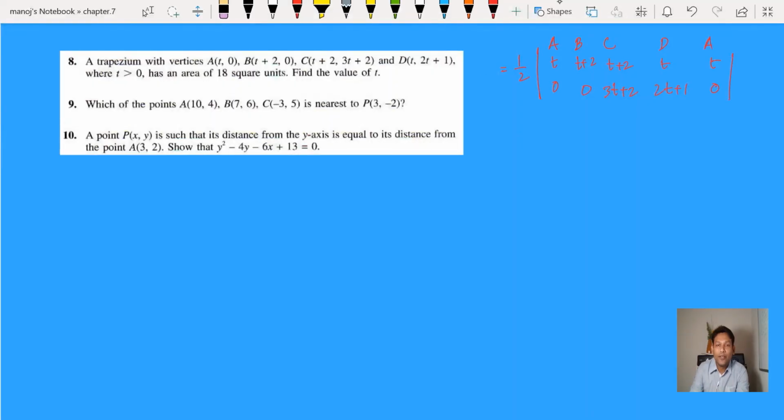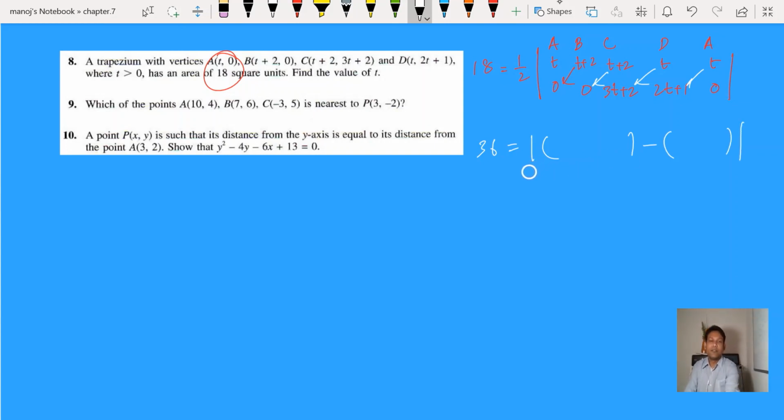What do you write? Area is given as 18. So write 18 here, multiplied to get 36, and you can do the normal calculation. There is no problem. Just do the normal calculation, and after the working you can get the answer: 36 equals, use the modulus sign and two brackets, minus 2, like here, and then you get the answer. Okay, now question number 9.